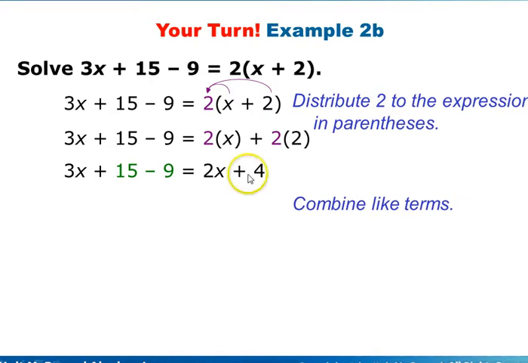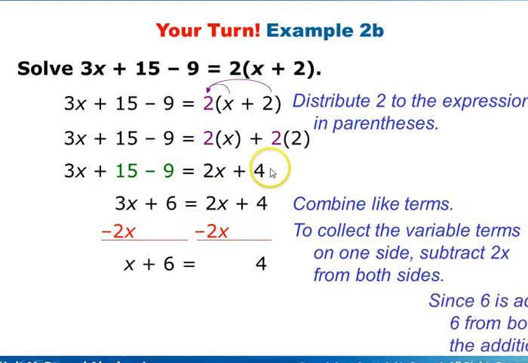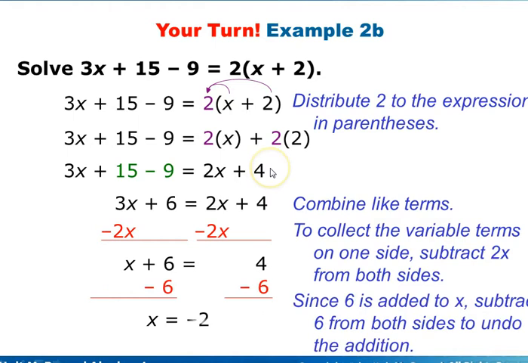Now we can combine like terms. Again, these are like terms, they're just constants. So we can put them together before we move anything across the equal sign. And now we can move the 2x to be with 3x. Again, we have to do the opposite operation. This is a plus 2x, so we need to do minus 2x. And then we can clearly see that x will be negative 2.